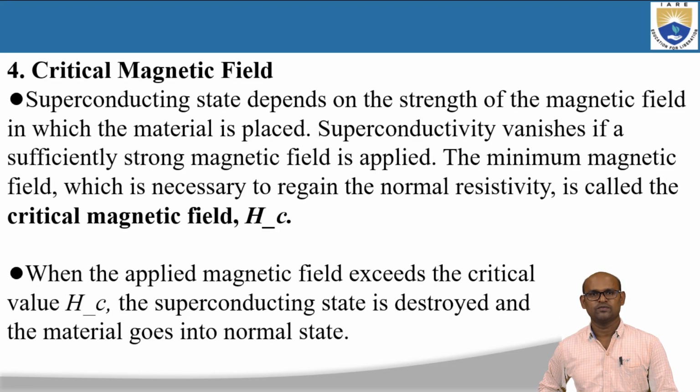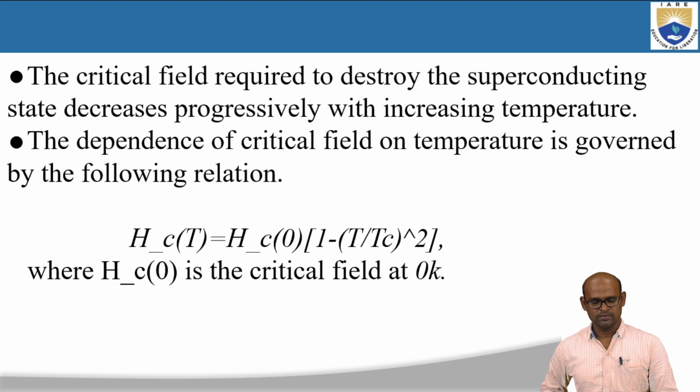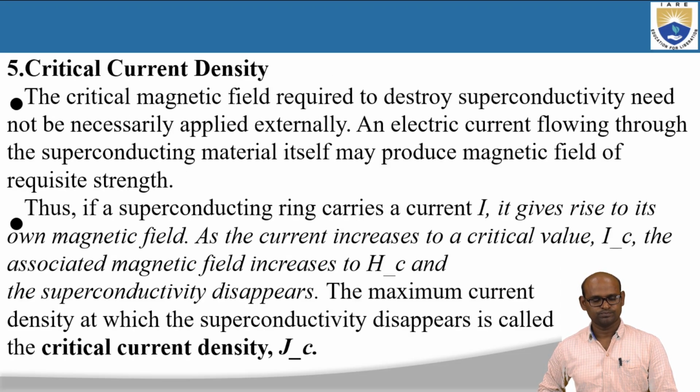Now the critical magnetic field. When we apply a magnetic field above a certain critical field, the material will go from superconducting state to normal state. The minimum magnetic field necessary to regain the normal resistivity is called the critical field. This is the variation of critical field with temperature, where Hc(T) is the critical field at finite temperature, and Hc(0) is the critical field at absolute 0 Kelvin.